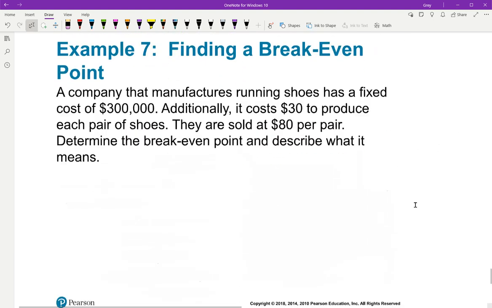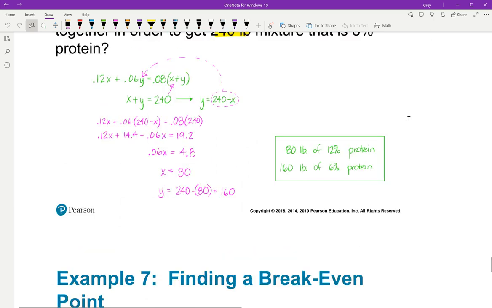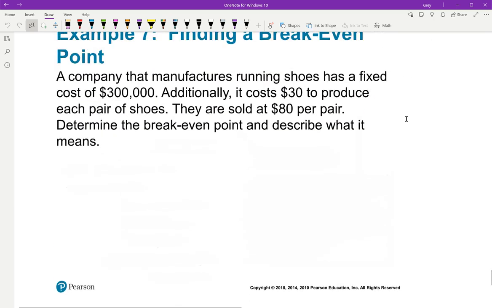Okay, last problem, finding a break-even point. A company that manufactures running shoes has a fixed cost of $300,000. Additionally, it costs $30 to produce each pair of shoes. They are sold at $80 per pair. Determine the break-even point and describe what it means.